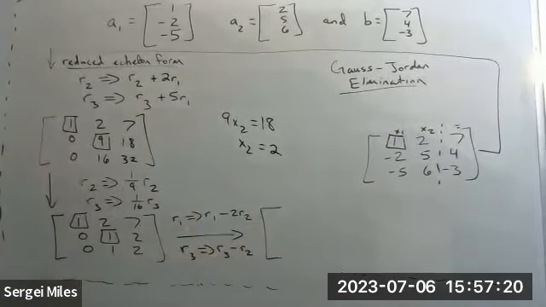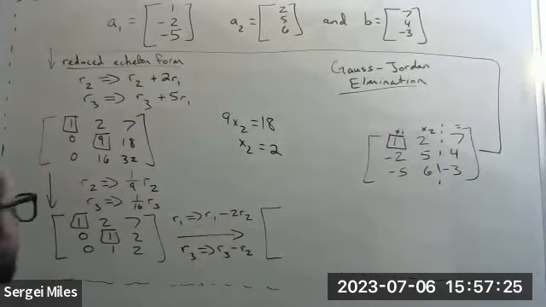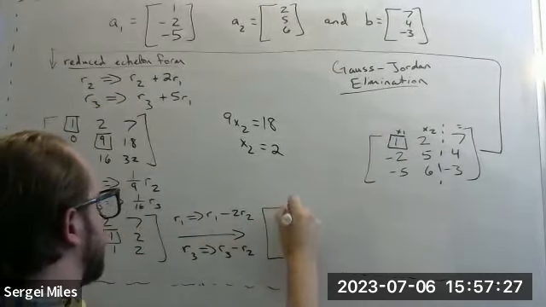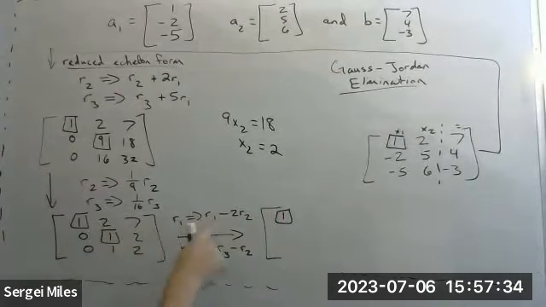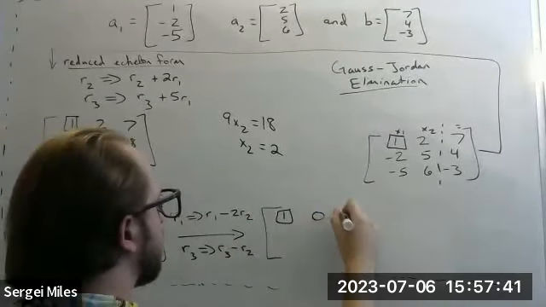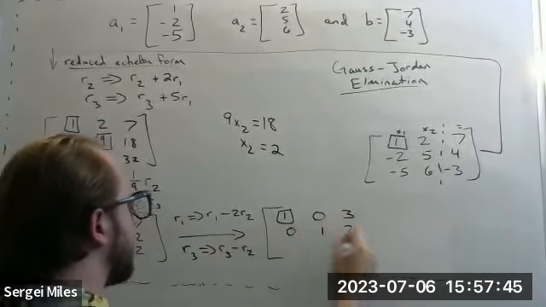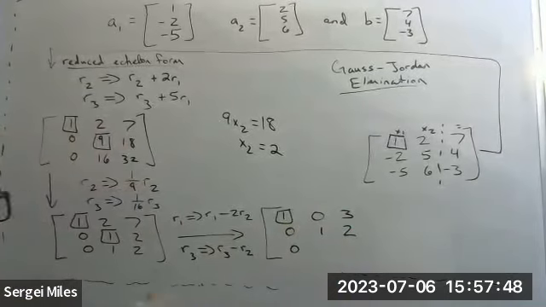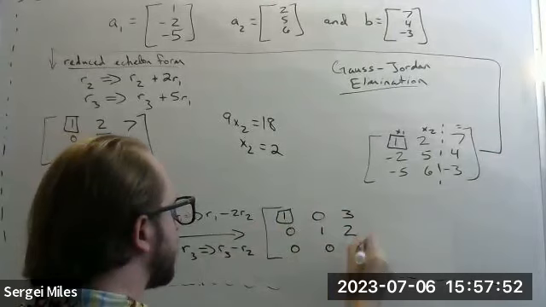So first, I'm going to modify row 1. I'm taking row 1 and subtracting 2 times row 2. So nothing changes with my first pivot. Minus 2 times row 2. 2 times 2 is 4. 7 minus 4 is 3. Row 2 is not changing here. And then row 3, I'm taking row 3 and subtracting row 2 from it. Well, lo and behold, we get all zeros.